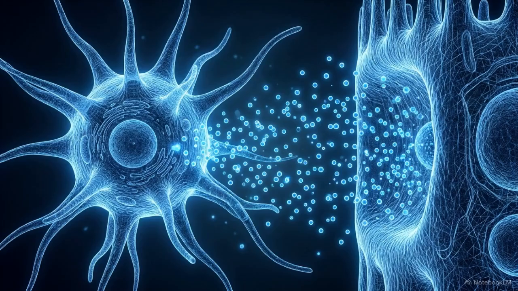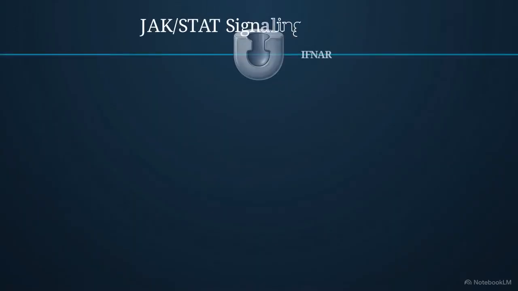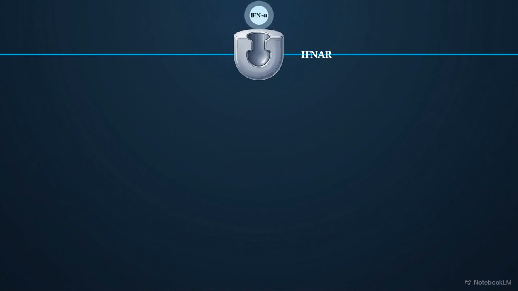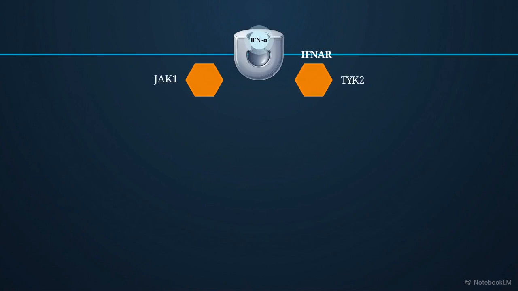Activated plasmacytoid dendritic cells and epithelial cells respond to the viral presence by synthesizing and releasing a massive wave of type 1 interferon, primarily IFN-alpha. This diagram outlines the resulting JAK-STAT signaling cascade. The newly released IFN-alpha particle approaches the target cell and docks into the IFNAR receptor. That binding action drives an immediate intracellular phosphorylation step, activating JAK1 and TYK2 directly beneath the membrane.